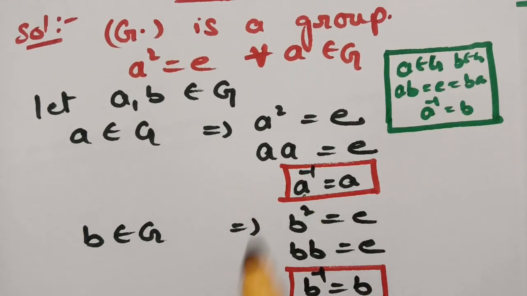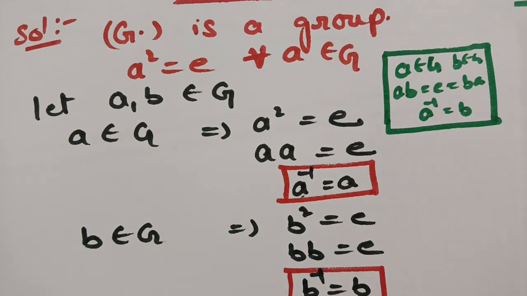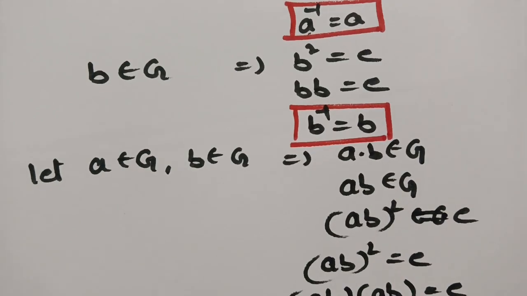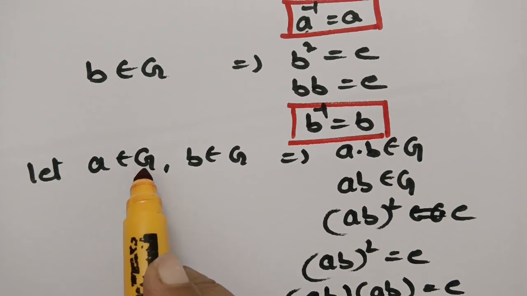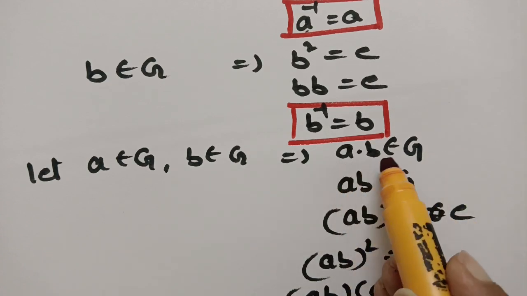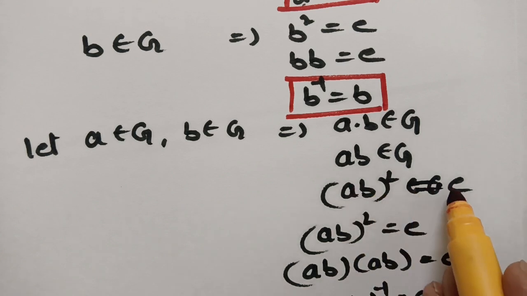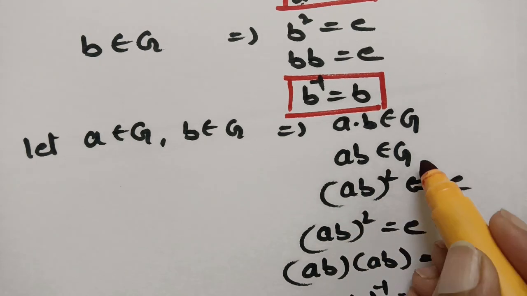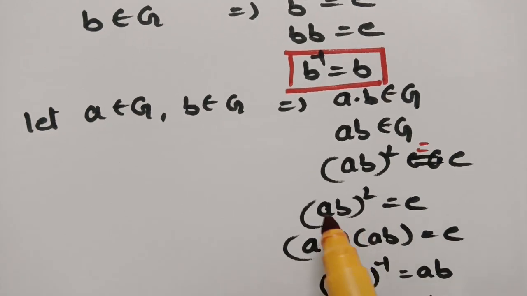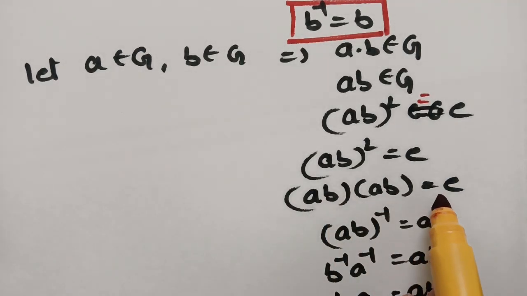Now, it is already a group, it satisfies four properties, and along with that, if it satisfies the commutative law, then G will be an abelian group. For showing it satisfies the commutative law, I have taken two elements, A belongs to G, B belongs to G. According to the closure law, A into B belongs to G. If AB belongs to G, then AB whole square is equal to E. Therefore, AB whole square is equal to E can be written as AB into AB, which is equal to E.